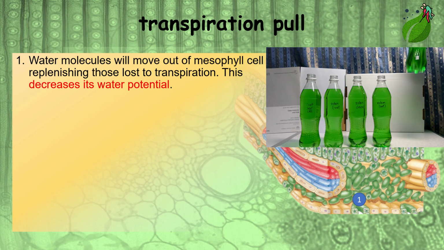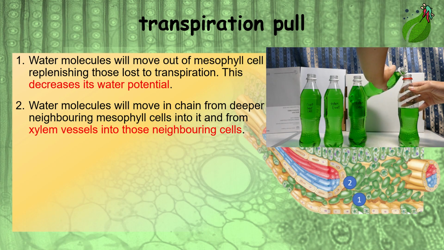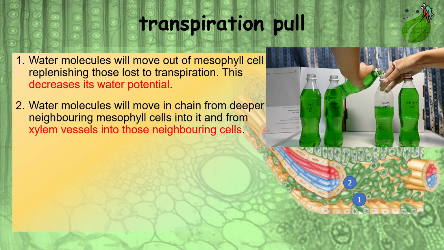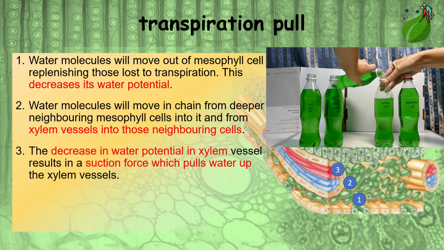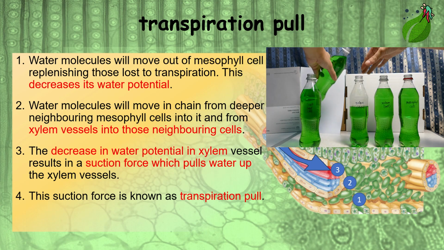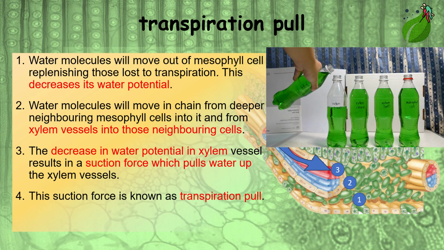This decreases the water potential of the mesophyll cells. As a result, water molecules will move in a chain from deeper neighbouring mesophyll cells into them and from xylem vessels into those neighbouring cells. This decreases the water potential in the xylem vessel, resulting in a suction force that pulls water up the xylem vessels. This suction force is known as transpiration pull.